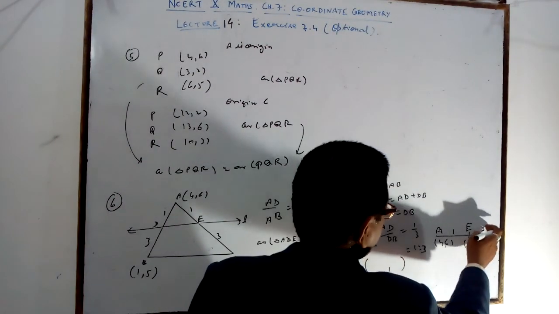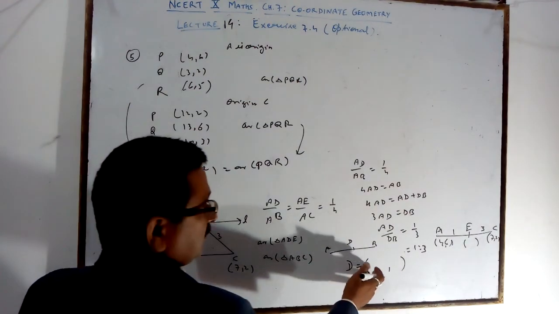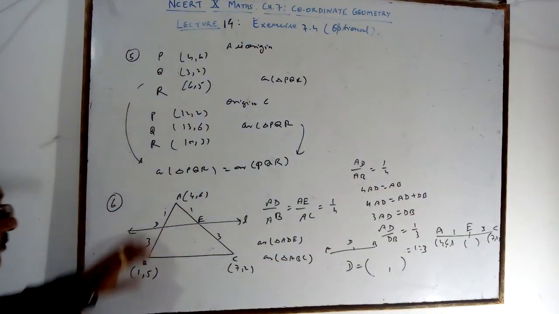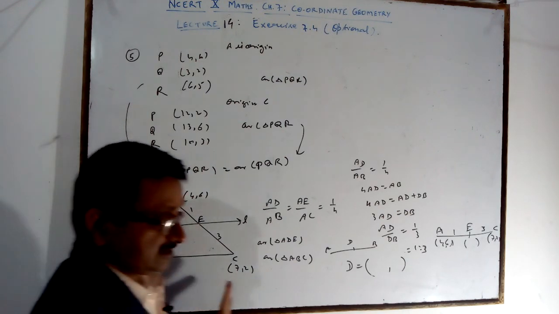1 into 2 plus 3 into 6 upon 1 plus 3. You will get x and y, the coordinates of E and the coordinates of D. When you get them, then find the area of ADE and then the area of ABC. I hope it is clear.